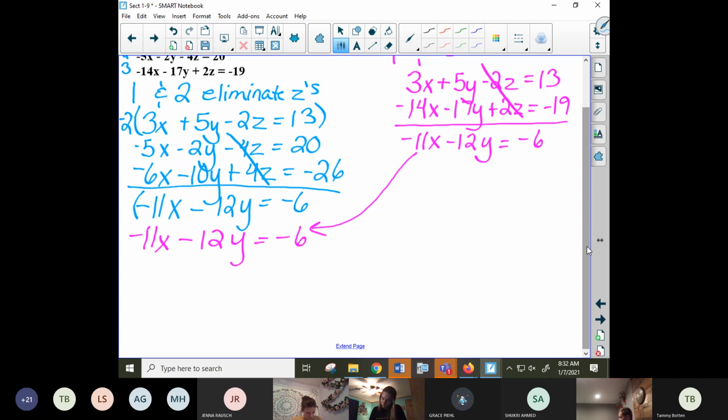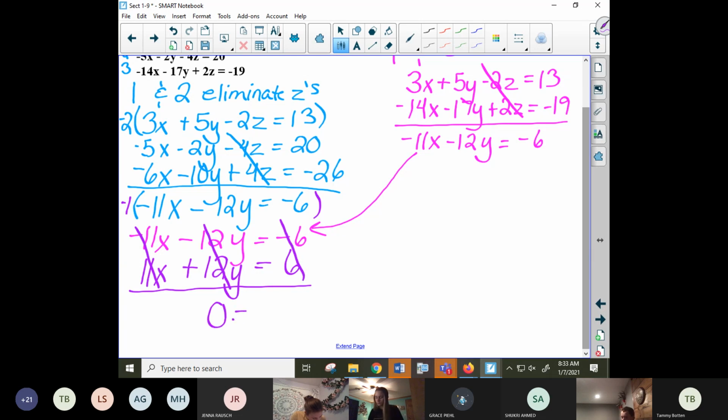But if you wanted to go ahead and do it just to show that they're all going to cancel, we could multiply this top by a negative 1, and we'd get 11x plus 12y equals 6. And when they cancel, this cancels, this cancels, this cancels. So we get 0 equals 0, and that means we have infinitely many solutions.